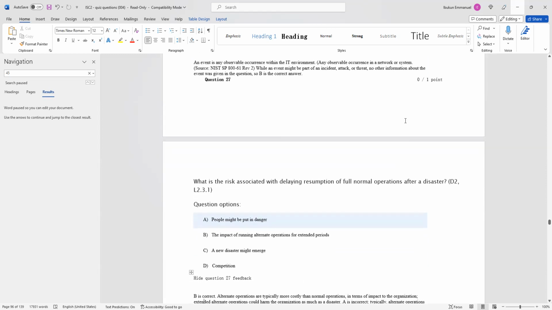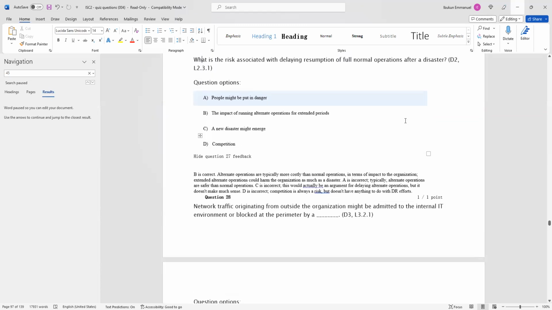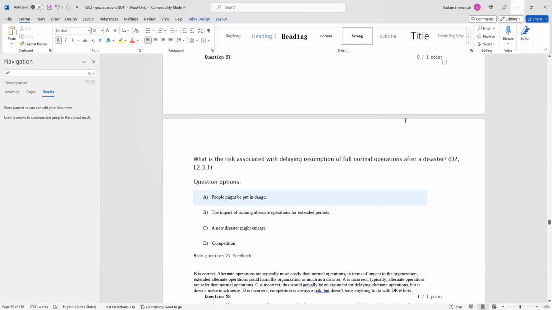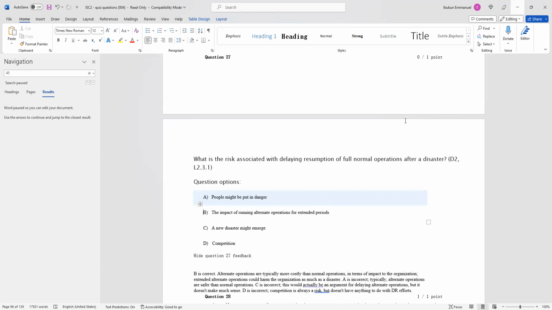What is the risk associated with delaying resumption of full normal operations after a disaster? Well, the risk is that you may end up running operations in your secondary data center for extended periods.